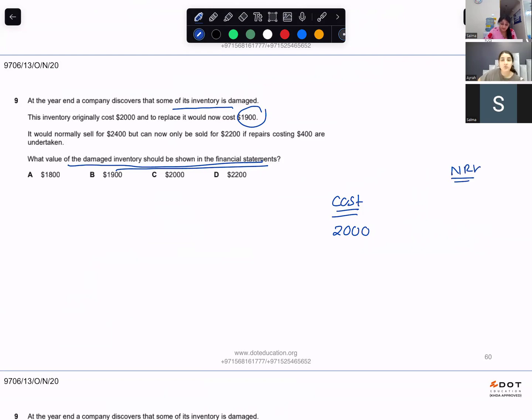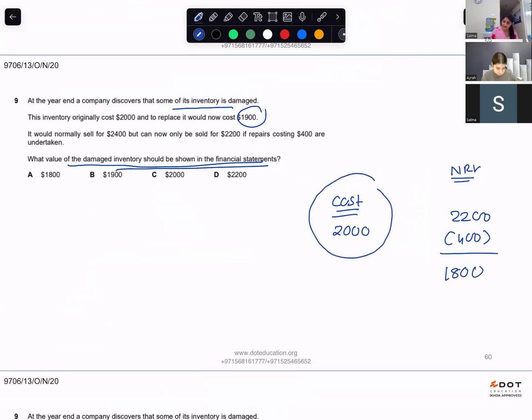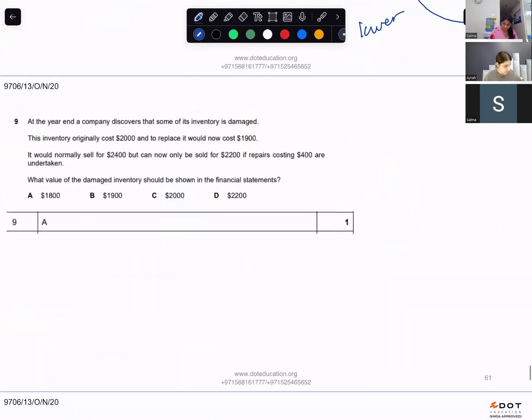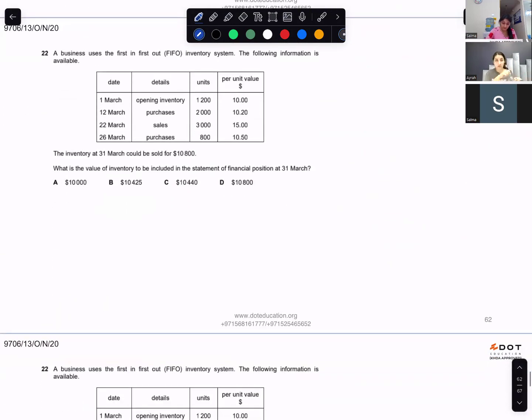They can be sold for 2,200 after repairs costing 400 are undertaken. So 2,200 estimated selling price minus the selling expenses. So NRV is 1,800. So cost or NRV, whichever is lower, it would be 1,800. Go to the next one.